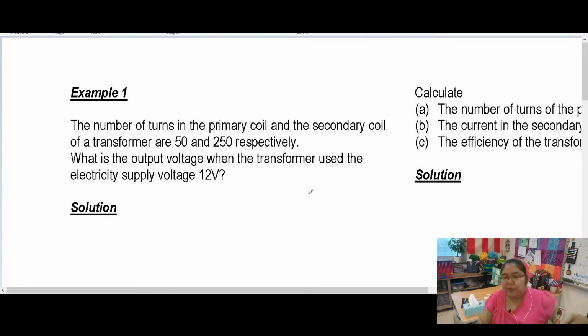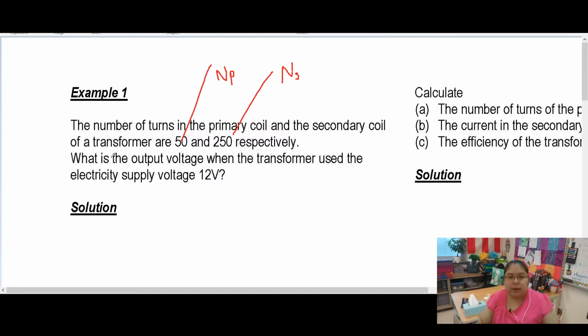Everyone got the paper? The number of turns in the primary coil and the secondary coil of the transformer are 50 and 250. So we need to write the info first. They tell you 50 and 250, then you need to find out whose is which. So we label: 50 is for the primary, so we write the number of turns for the primary. This one is for the secondary.